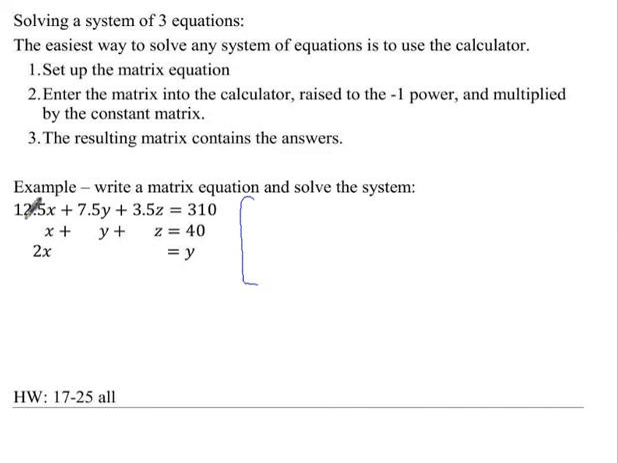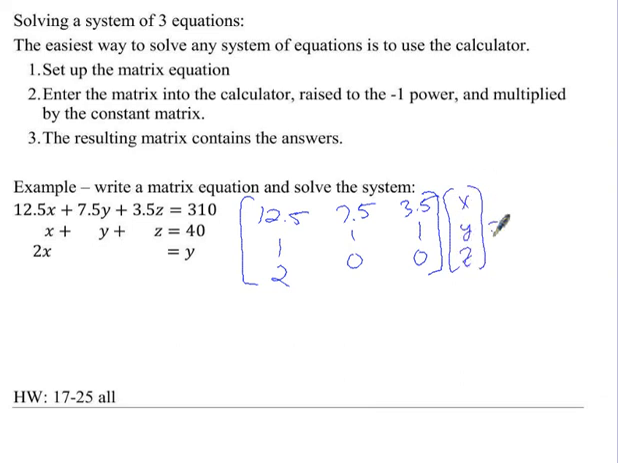For my x's, I have 12.5, 1, and 2. Make sure that everything is aligned correctly. Make sure you're entering things into the correct columns and so on. What will my second column be? All right. Third column. Okay. So that's that one. And then what? X, Y, Z. All right. And then equals.